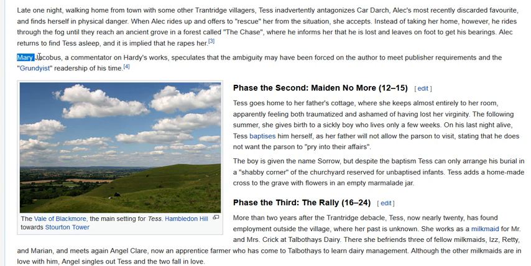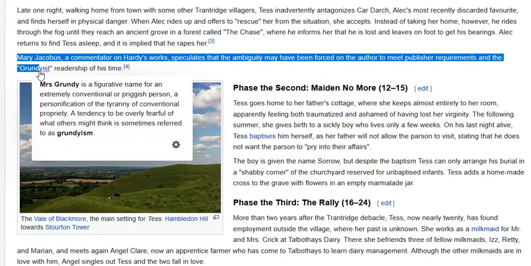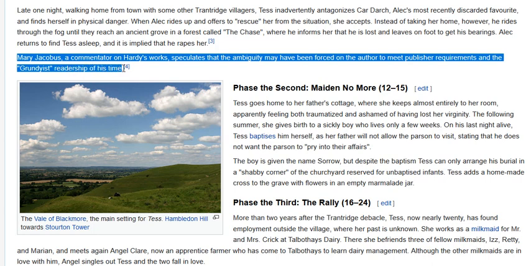Mary Jacobus, a commentator on Hardy's works, speculates that the ambiguity may have been forced on the author to meet publisher requirements, censor board requirements, and the Grundyist readership of his time in the Victorian era. Because in the Victorian era, English people were religiously conservative.